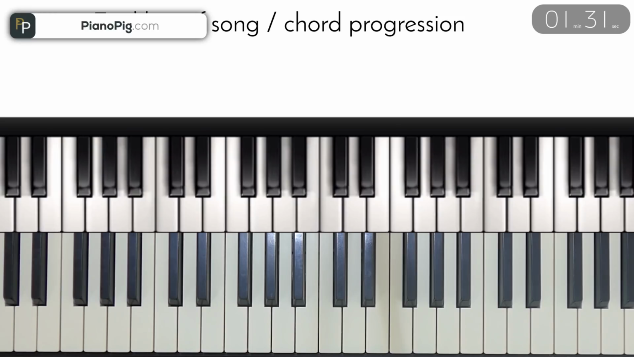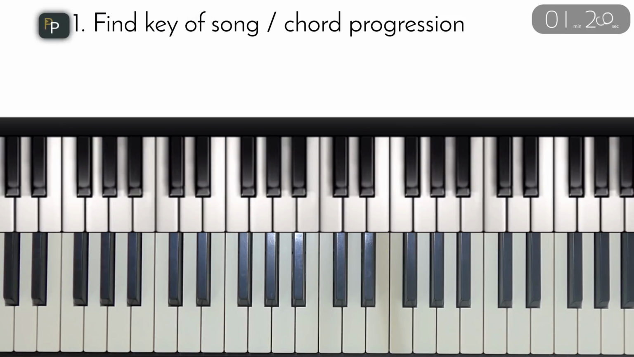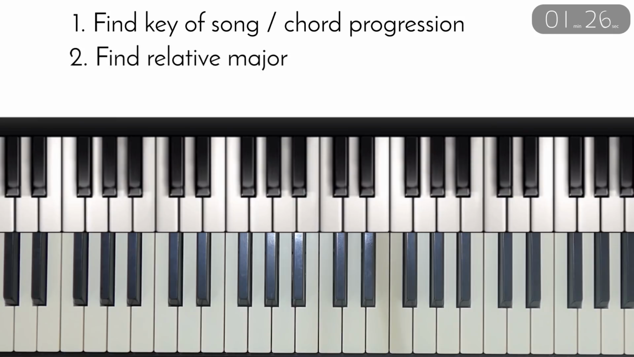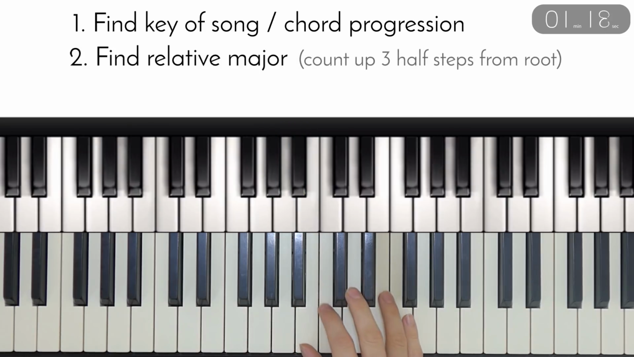All we need to do is work out the relative major of A minor. And to do this, we play the note A, since it's in the key of A minor, and we just count up 3 half steps. 1, 2, 3. We get to the note C, and this tells us that the relative of A minor is C major, meaning that we can use the C major scale to improvise over this A minor chord progression.